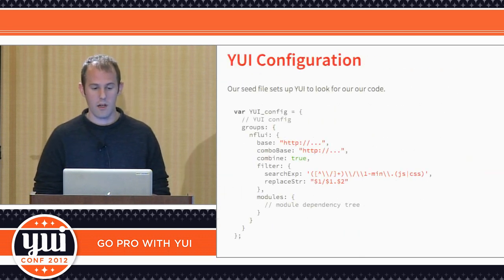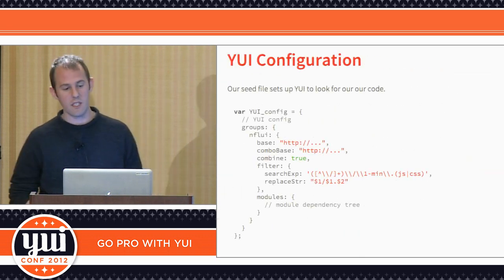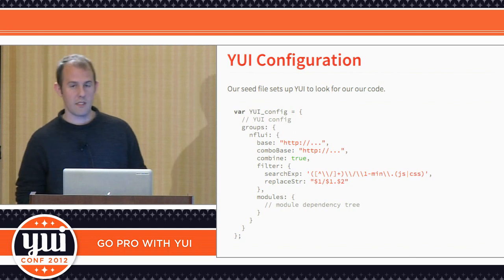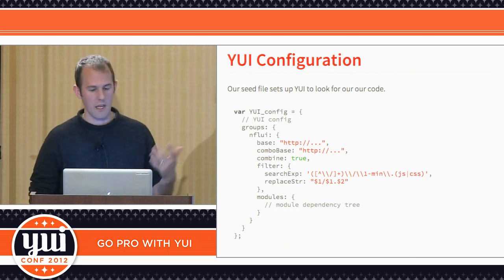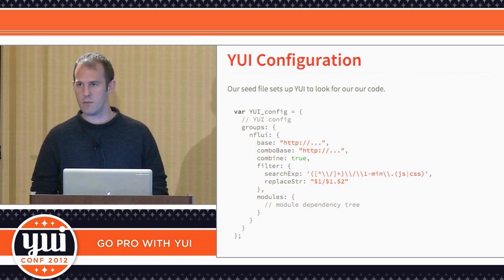So this is our basic YUI configuration. Basically, we set up our own group called NFL UI and point at minify for all of our assets. And we define our module dependency tree here as well.